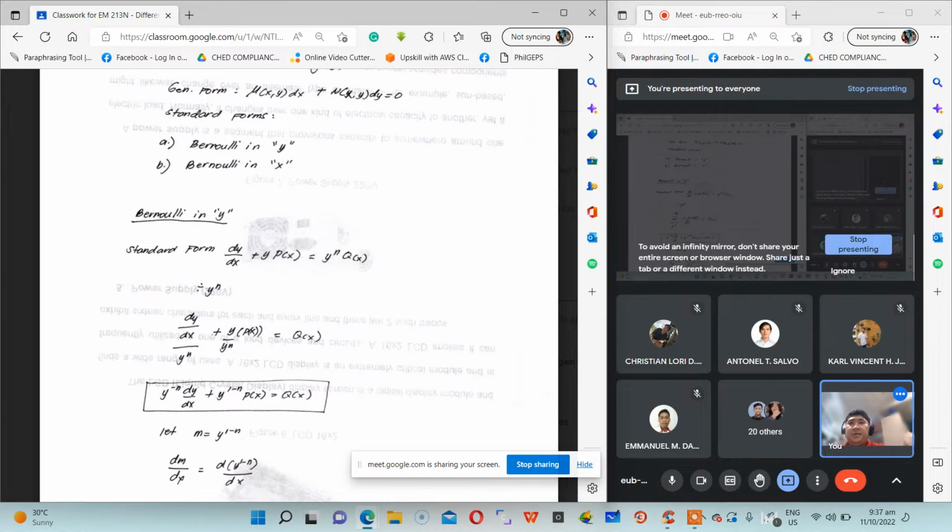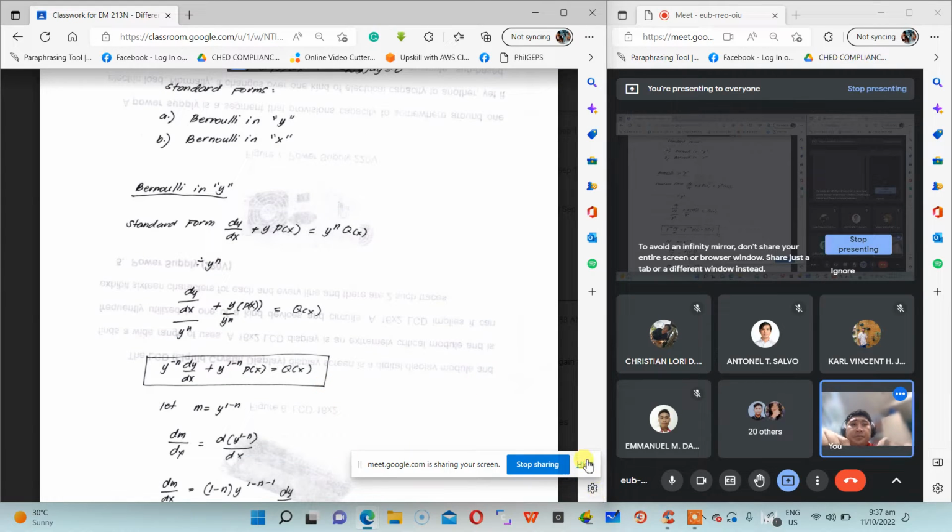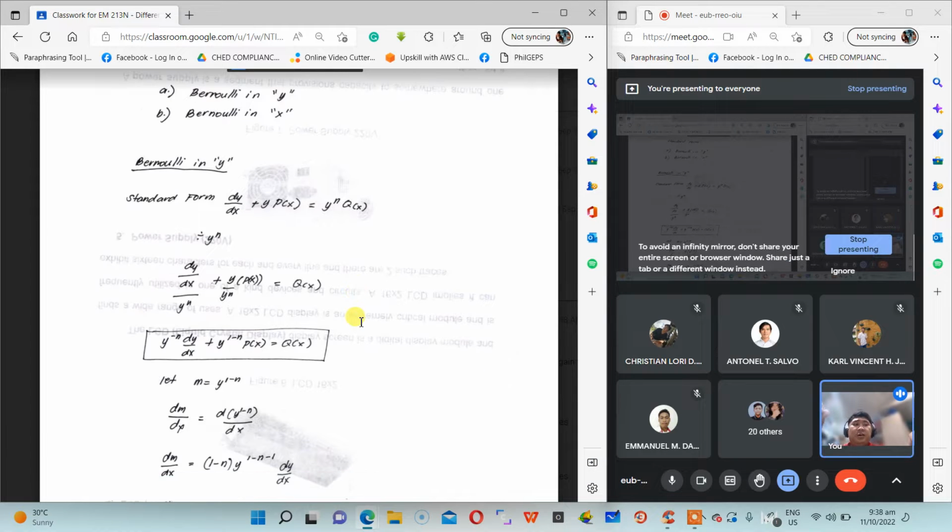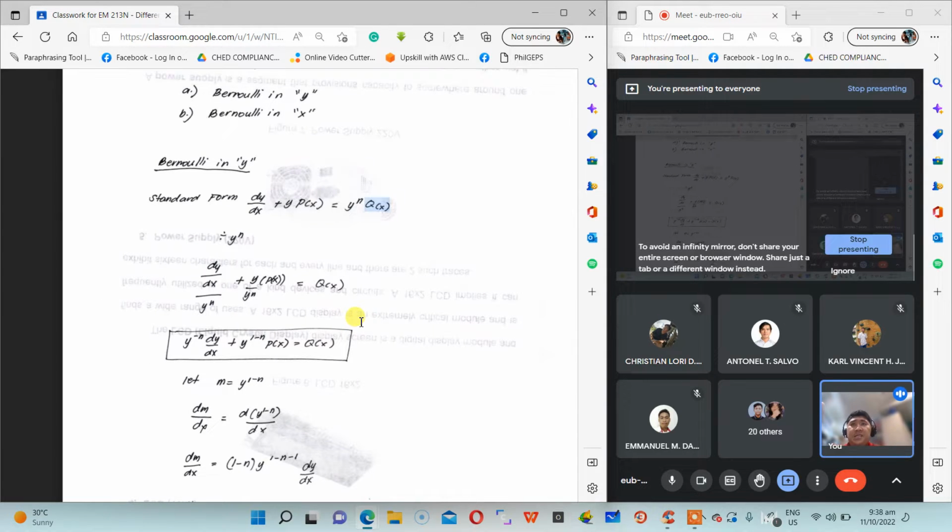So, let's start with the derivation of these forms. From here, we know that this is the standard form. Since your Q of x has another variable, we could identify that this can never be a linear differential equation. Since it is in this form, we could use Bernoulli differential equation. That's the reason why I'm giving you all the methods, so that in any problem you encounter, you could still solve it.